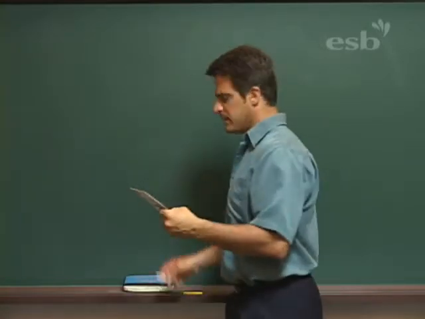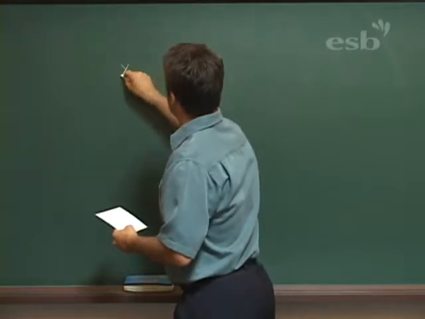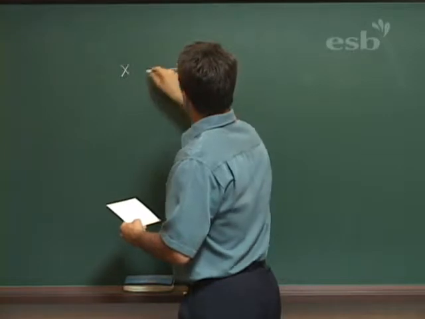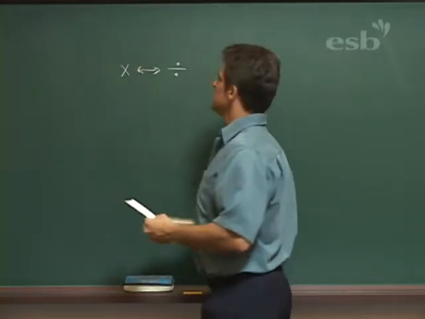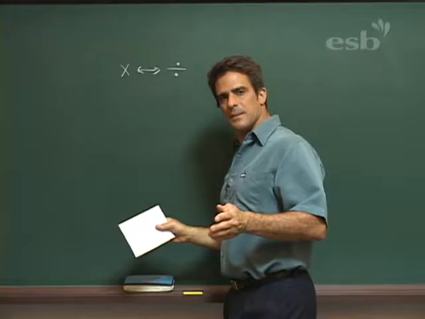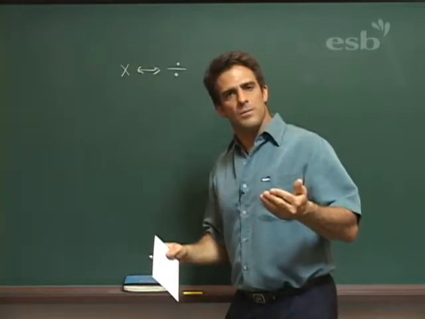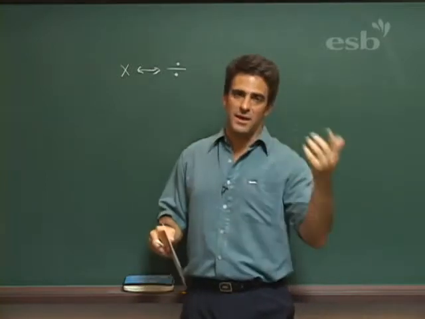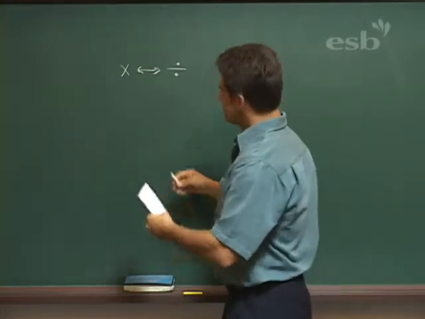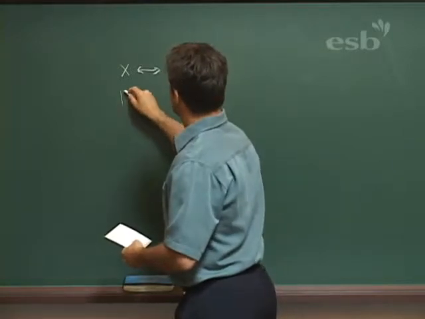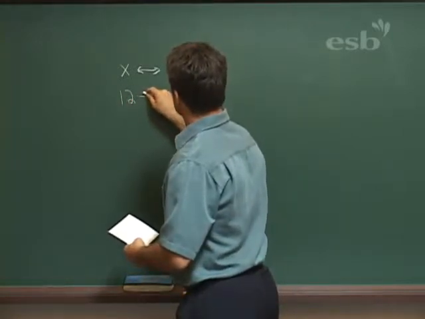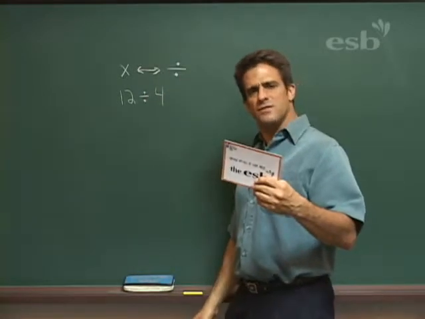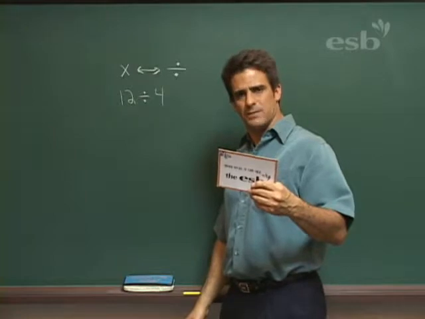All right, well, so we know that multiplication and division are opposites. Okay? They mean the opposite thing. How do we know? We know because we can use one to check the other. Aha! Okay, you can check division equations with multiplication.